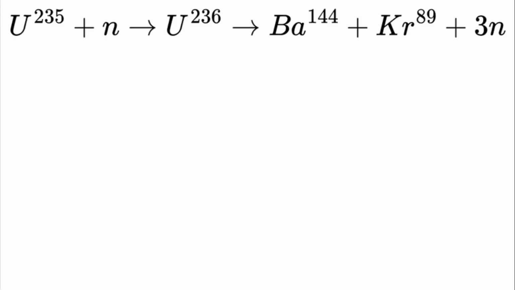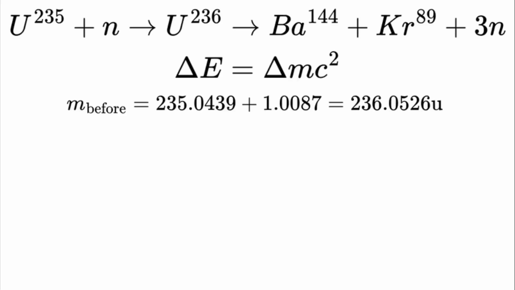To find out, we use the mass-energy equivalence relation, E equals mc squared. We can get the energy difference by finding the difference in mass before and after fission. We know that the mass before is the sum of the mass of the nucleus and 1 neutron, which comes out to be about 236.05 atomic units.